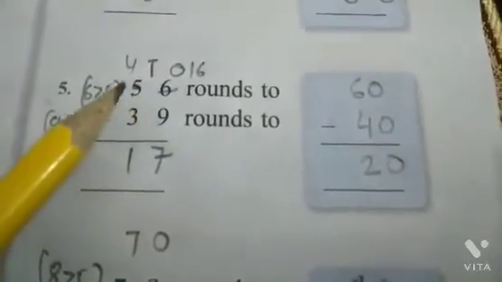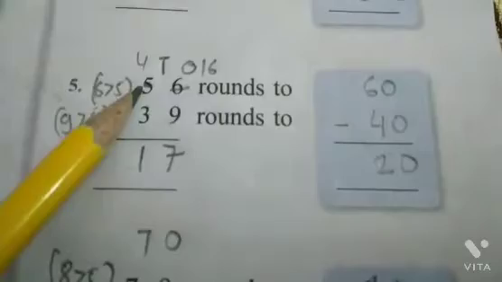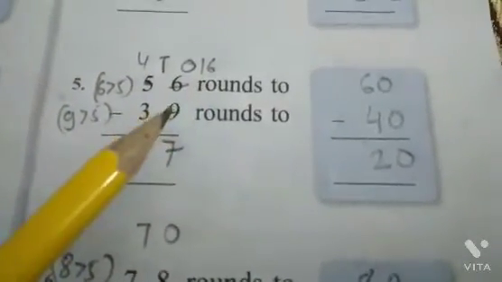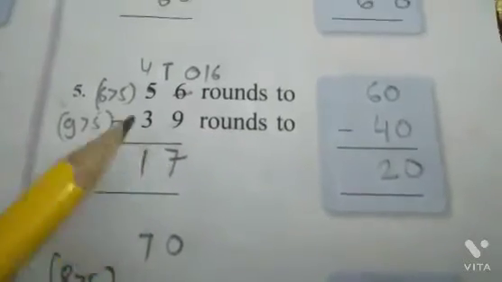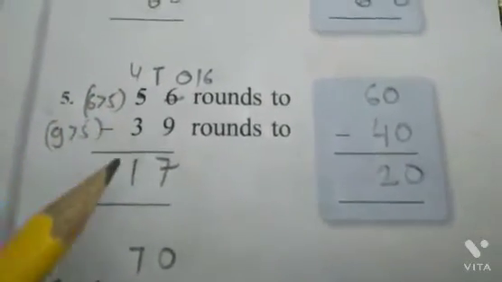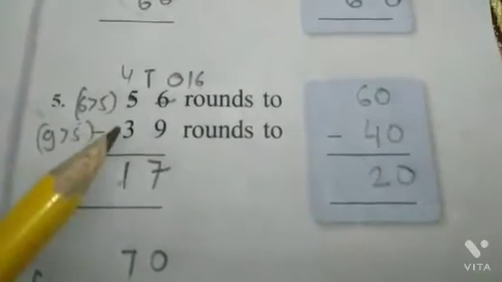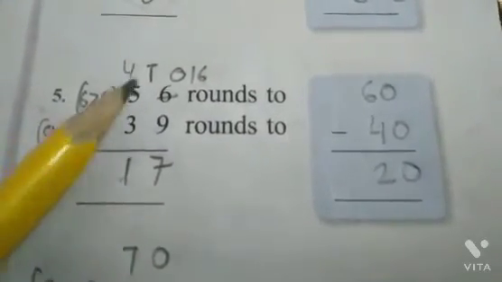Now you have to subtract 9 from 6. Can you subtract it? 9 from 6? No. So you have to borrow from 5. 5 will be 4 and 6 will be 16. 16 minus 9 will be 7 and 4 minus 3 will be 1. What will you get here? 17 after subtracting 39 from 56.